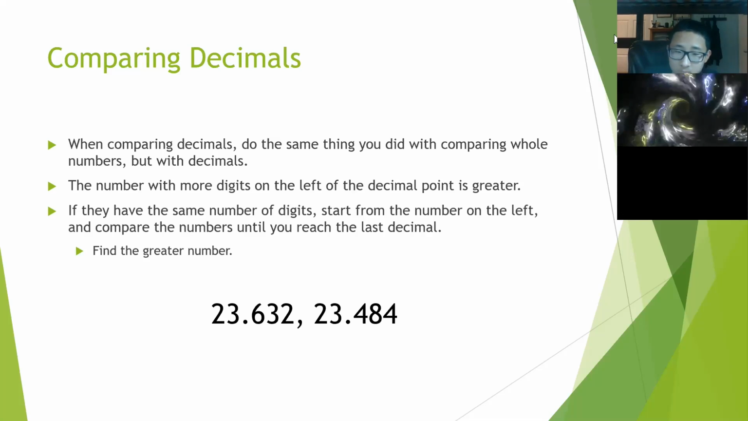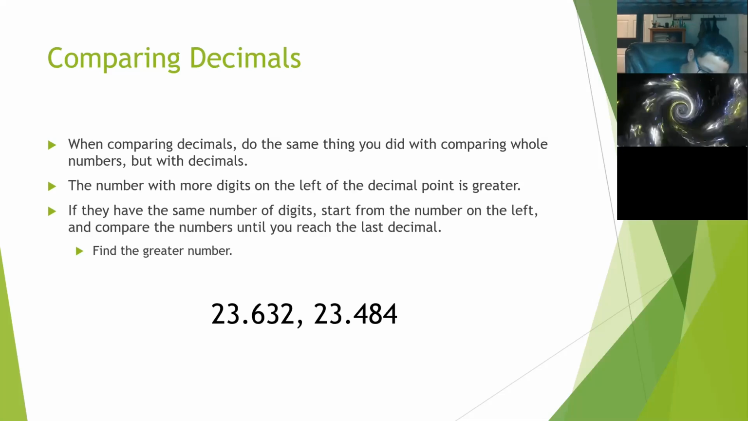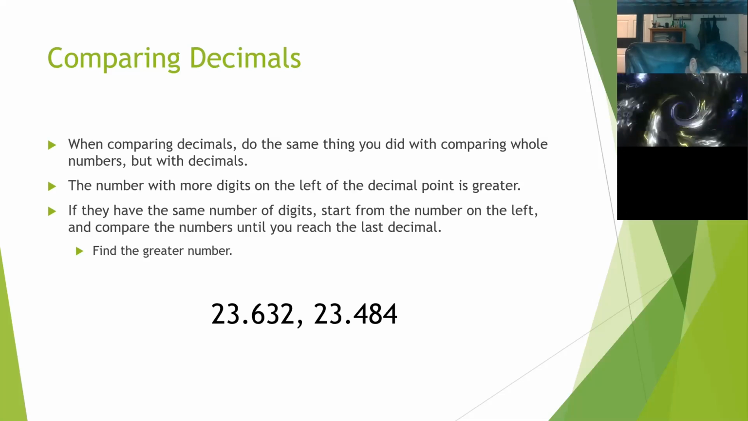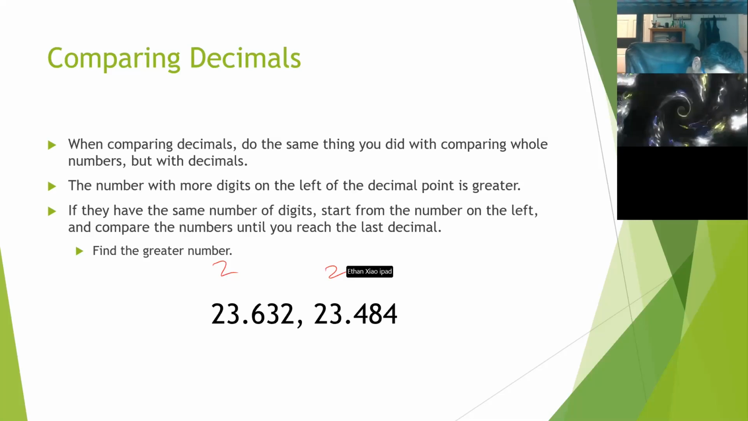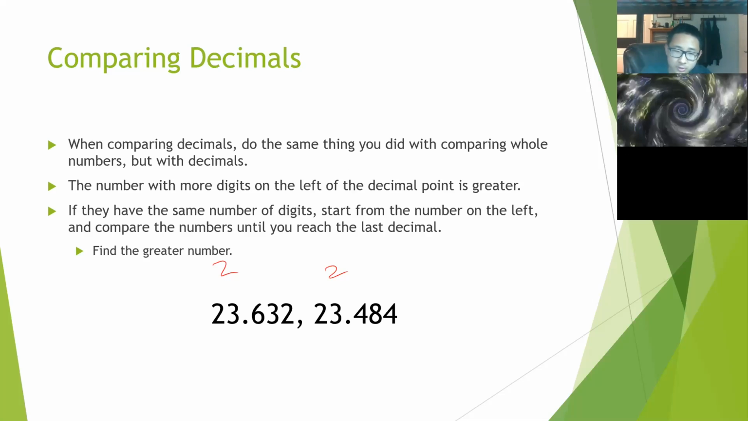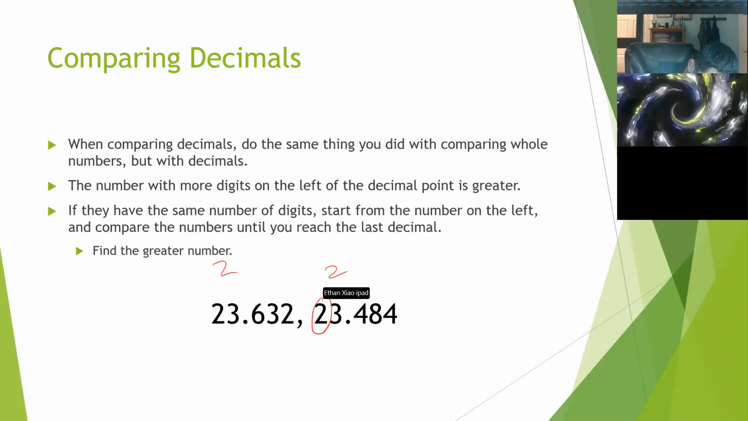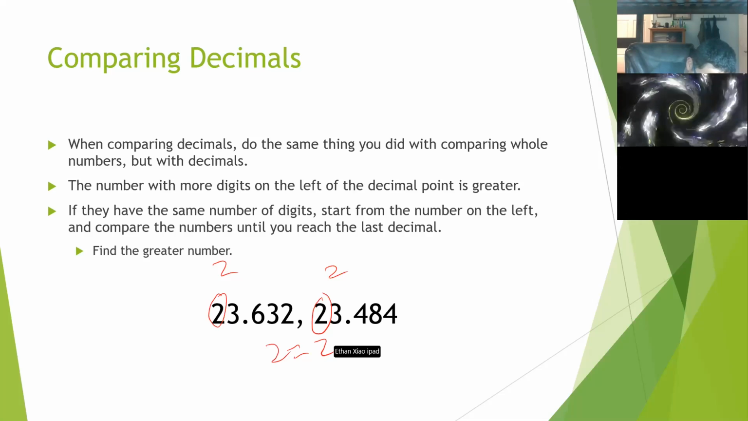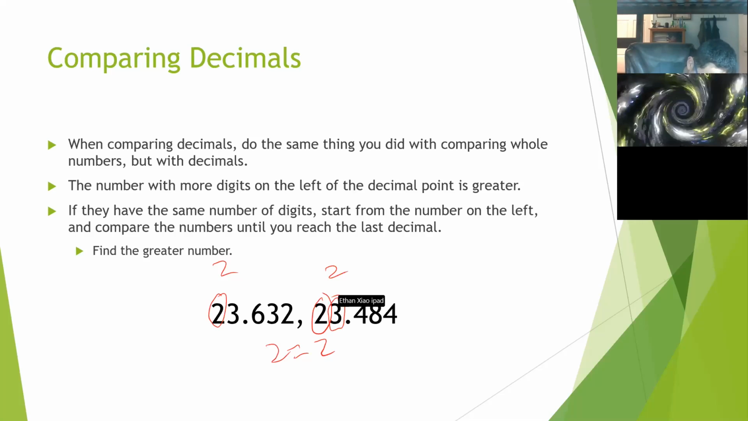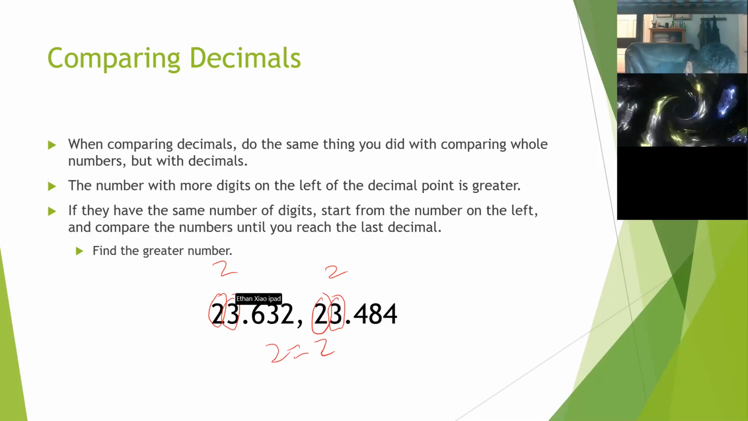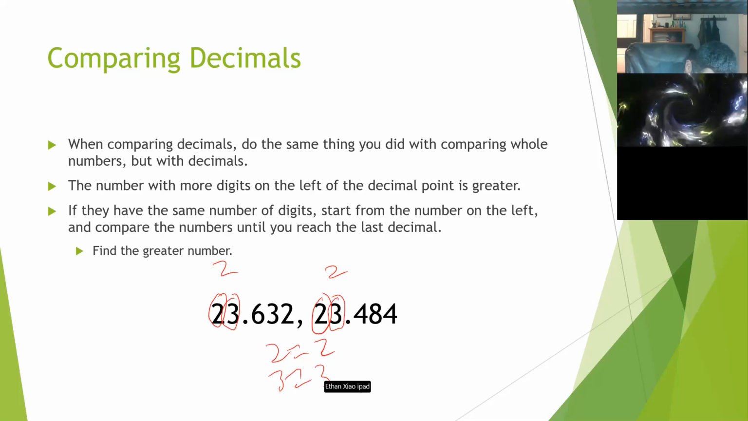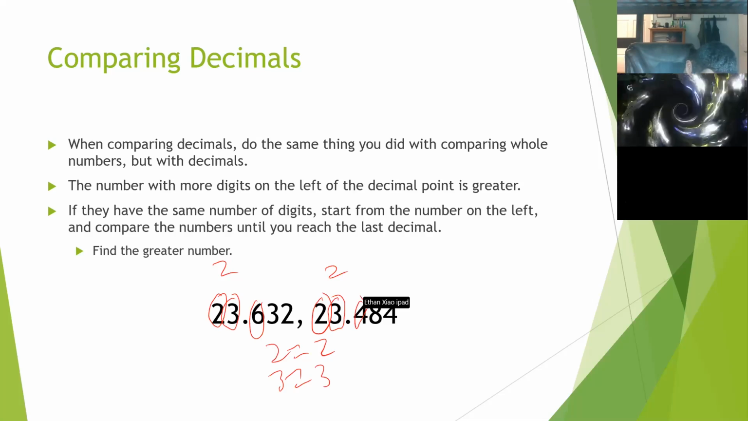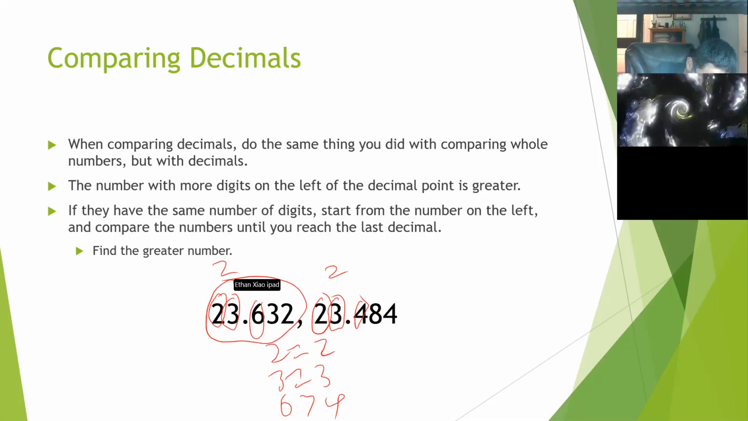So here we have find the greatest number. I'm going to count the number of digits on the left of the decimal point. They both have 2 digits, 2, 2. This means that now we have to look at the first digits on both of the numbers. So we compare these, 2 and 2, 2 equals 2. Next, we're going to move on to the 3 because it's the second highest place value we have. And since 3 is equal to 3, next we're going to move on to the tenths place value, 6 and 4. Since 6 is bigger than 4, that means that this number is greater.